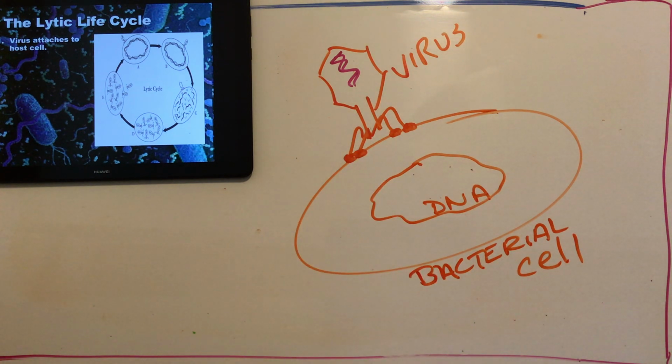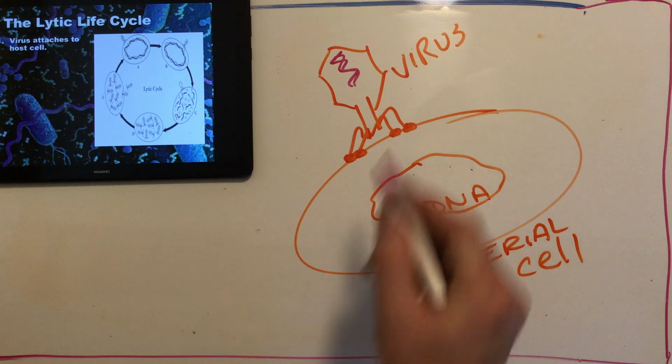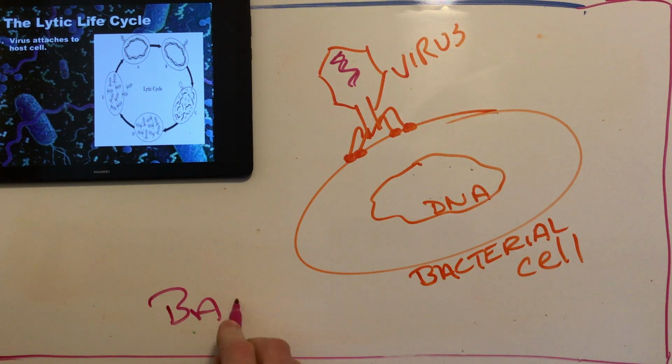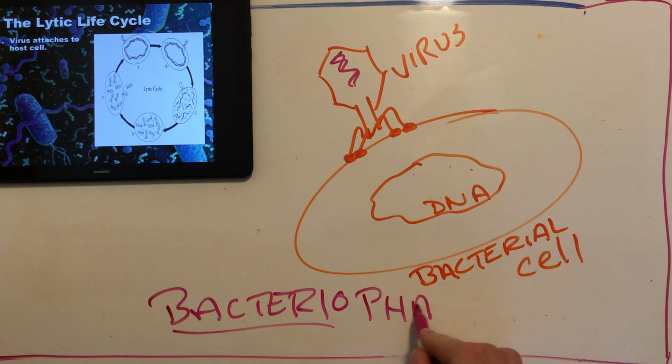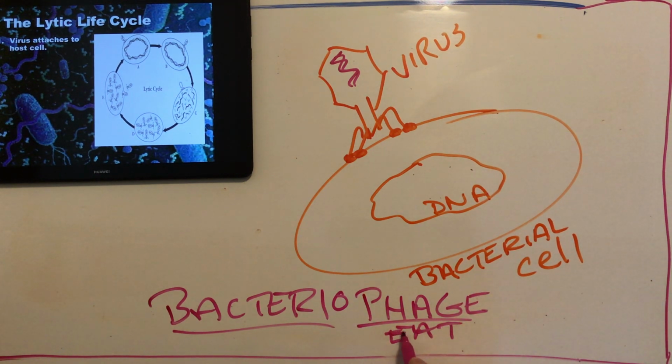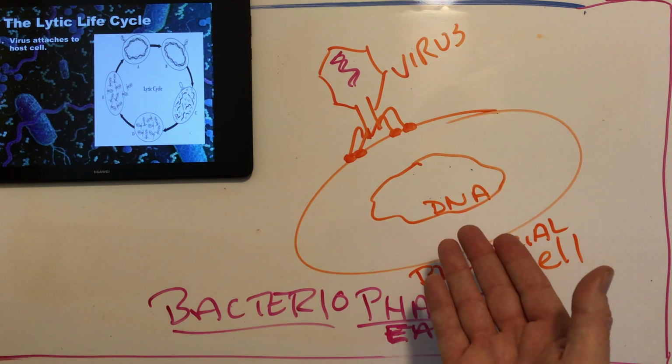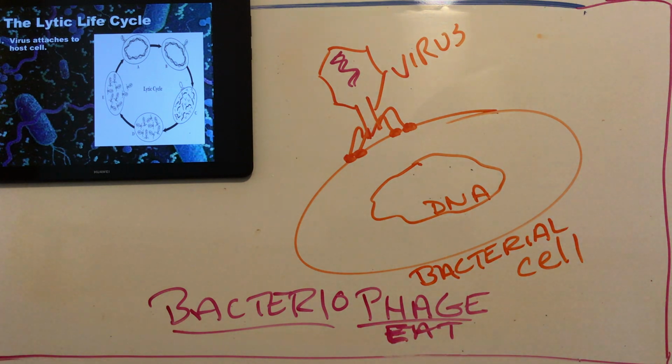So the virus recognizes, hey, this is the cell. In this case, a bacteriophage. This is a bacteriophage. Bacteriophage literally means, the bacterio is bacteria, obviously. Phage means to eat. Sorry for the lousy penmanship again. But this is an eater of bacteria. This virus is going to infect this bacterial cell and end up killing it in the process of its replication.